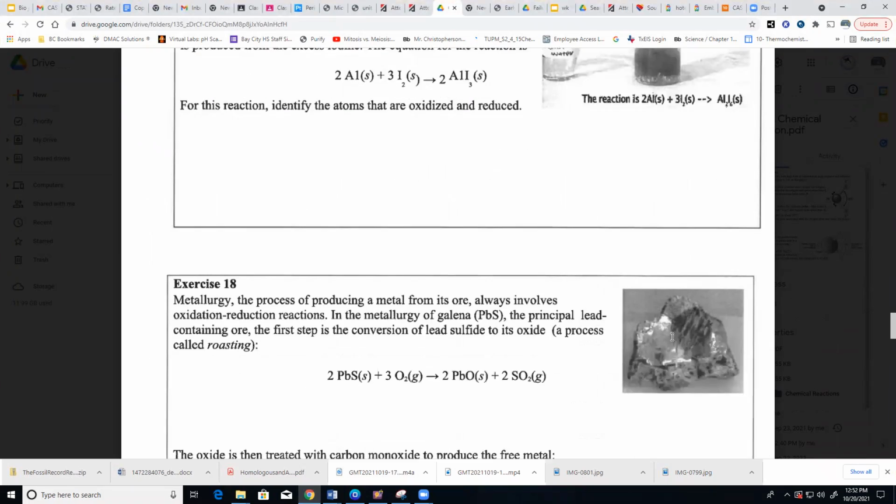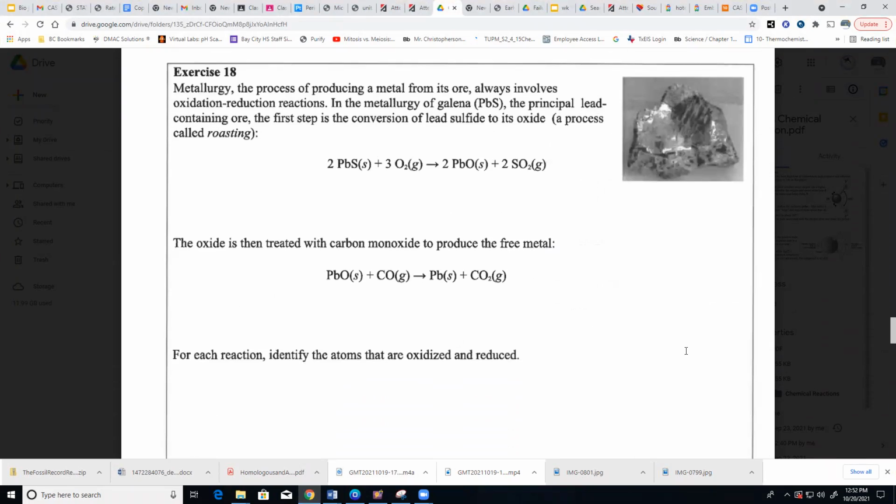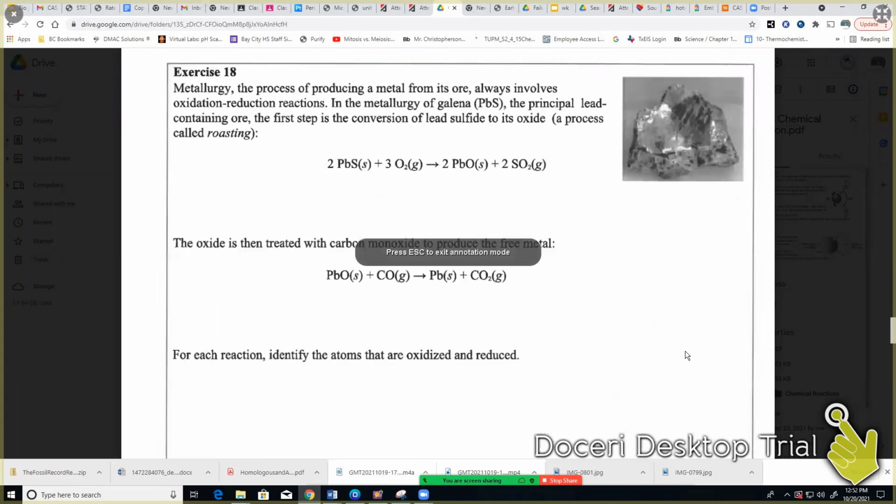All right. So we got a couple here. Why don't y'all try these two and see if you can figure out what is oxidized and what is reduced.